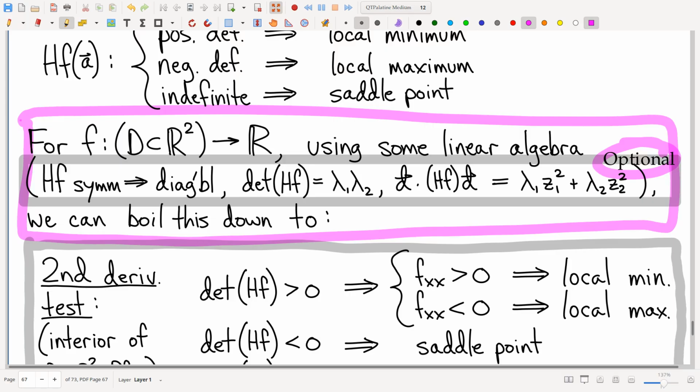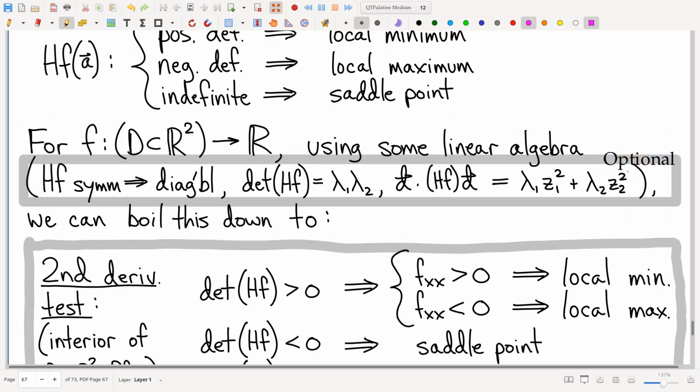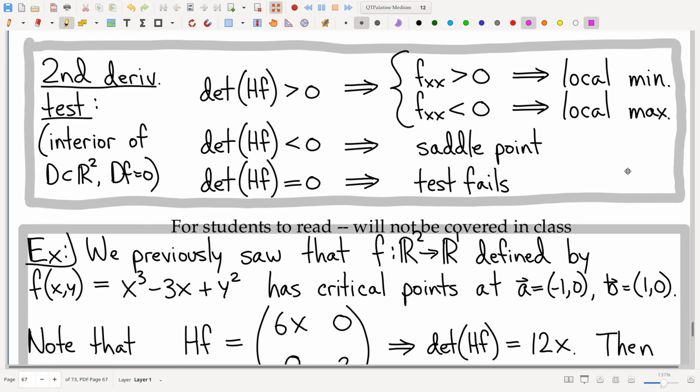If you are looking for a challenge, and if you're interested, what I've done here in this second line is I've left a little trail of breadcrumbs. There's a lot I've left out on purpose, right? But try to fill in the blanks there, and then you can draw the conclusion that we're about to write down, which is what you do need to know, and that is the second derivative test.